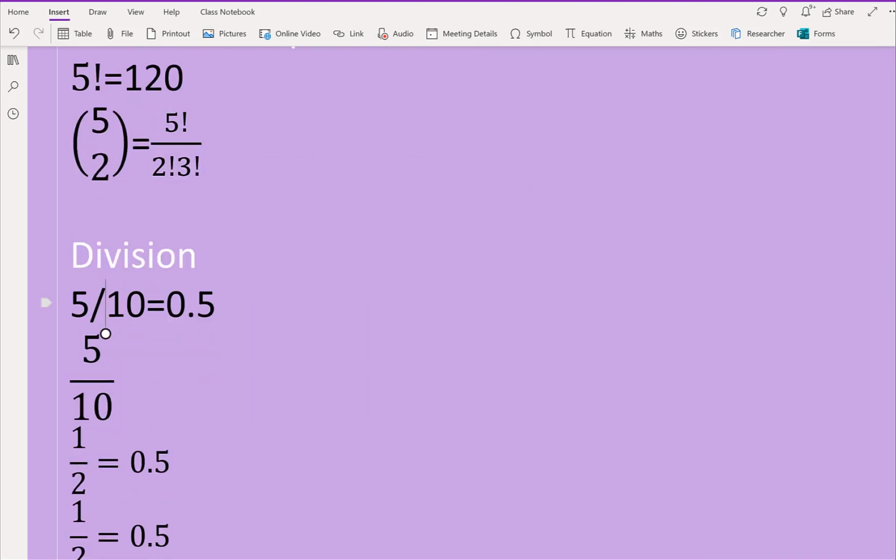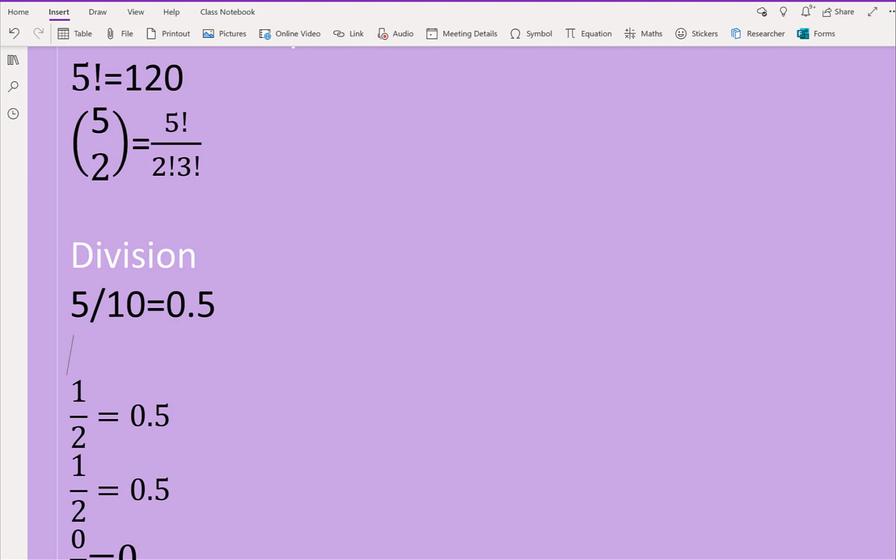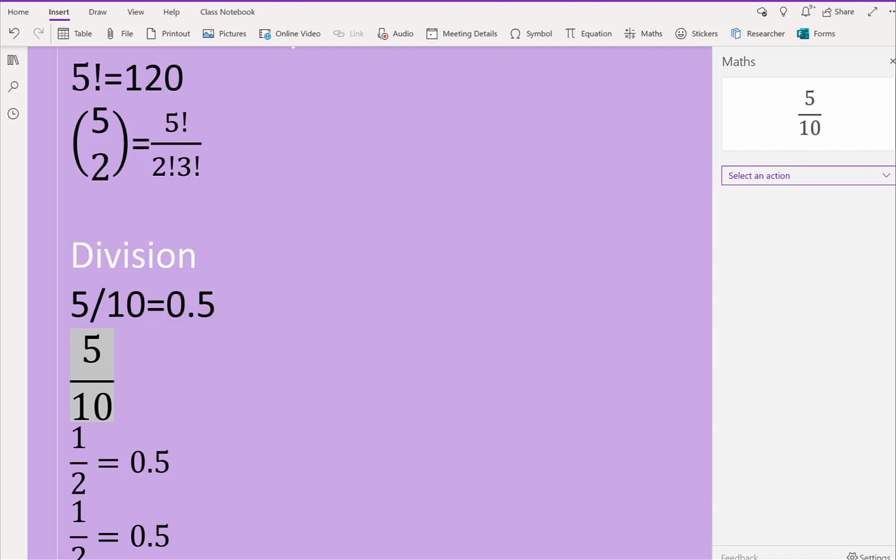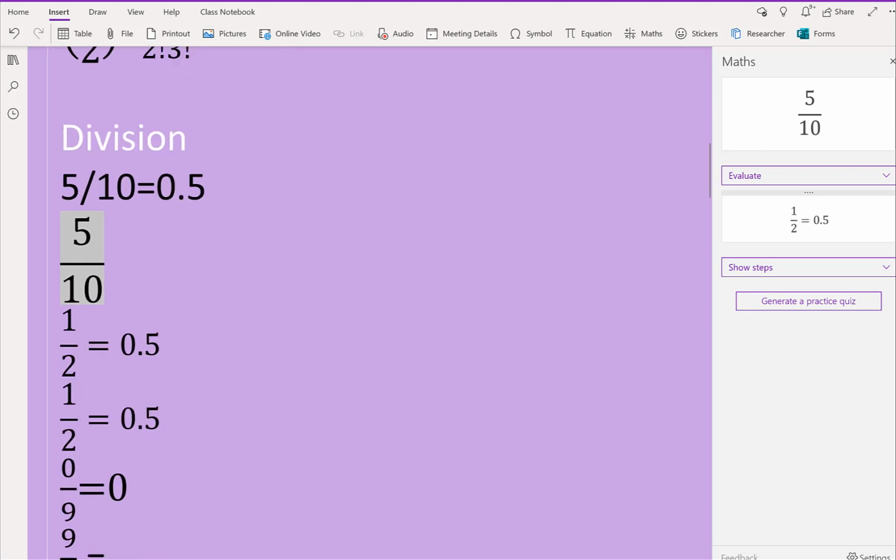So for division, this is a very common symbol we use. So after I press Enter, it gives me 0.5. But say I don't want it in terms of decimal. Say I want it in terms of a fraction. So I highlight this, Maths. Can you see it turns beautifully into this format? And now I place an action, and when I request to evaluate, it will give me the result as a fraction as well as a decimal.